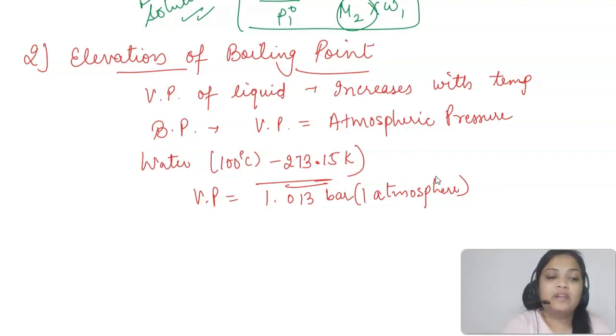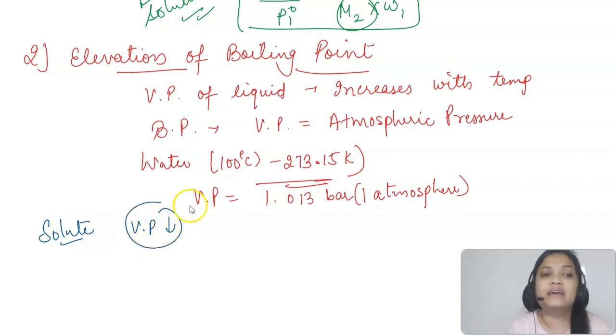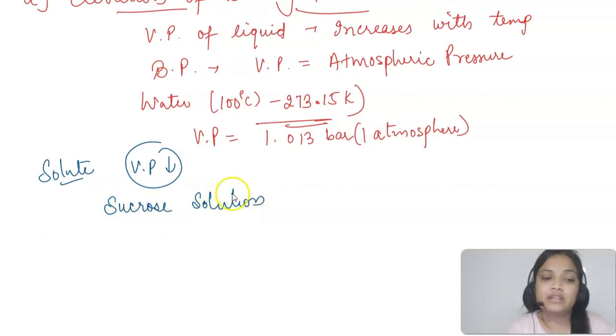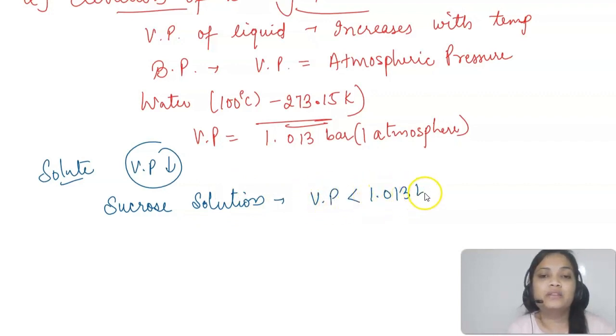So now what will happen? We have just discussed that when we are adding a solute to any solvent, its vapor pressure decreases, right? Let's say I am adding sucrose to water. So for the sucrose solution, what will be the vapor pressure at this temperature? The vapor pressure would be less than 1.013 bar because vapor pressure decreases. Class, we have just seen that, lowering of vapor pressure. So it will be lower than 1.013 bar at 100 degrees Celsius.